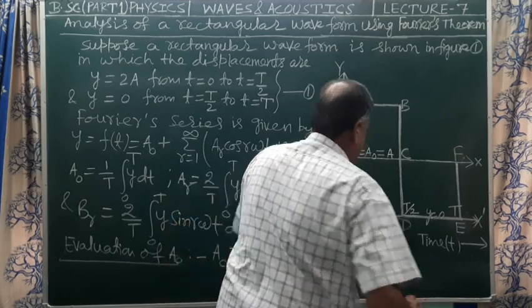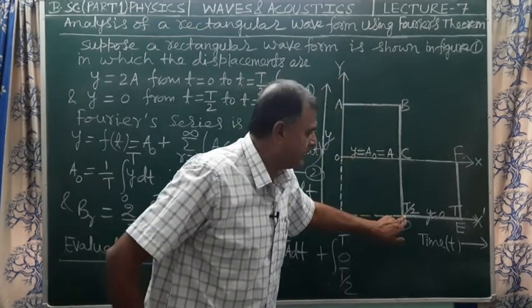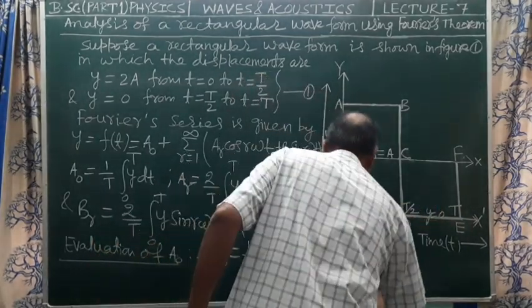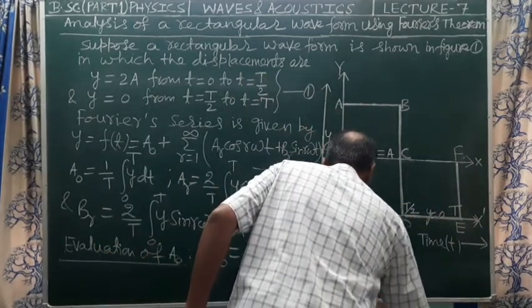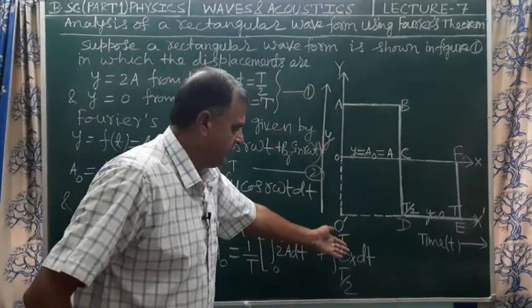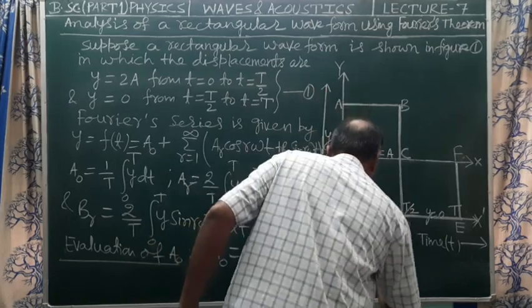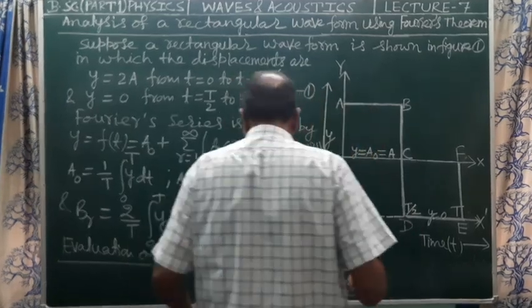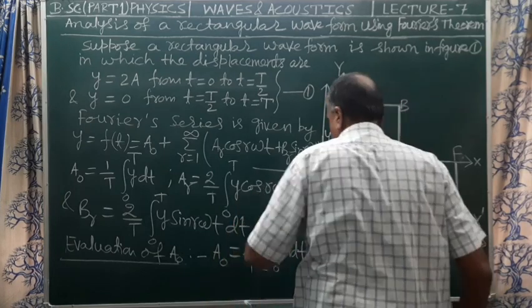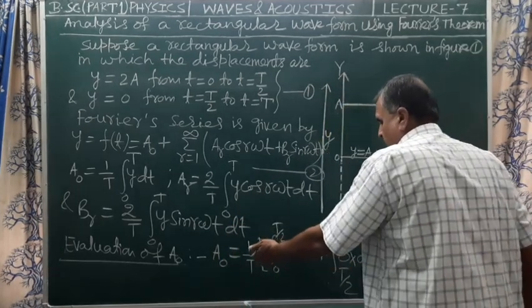Now y is 0 for time interval T by 2 to capital T, displacement of the rectangular waveform is 0. So it is 0 into dt. In place of y we have substituted 0. So the second term is 0, second integral is 0. So we have only 1 by T, the first integral survives.